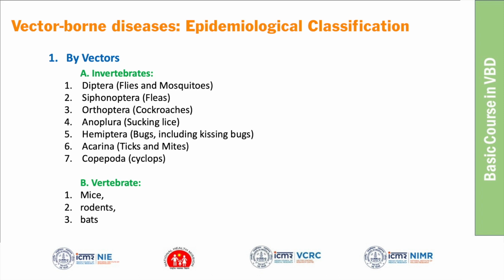Vertebrate hosts include mice, rodents, and bats. Mice are implicated in transmission of several infections. Rodents likewise are also the vectors of several viral infections. Bats are known to harbor various coronaviruses. So these are also examples of vectors, but they are vertebrate vectors.